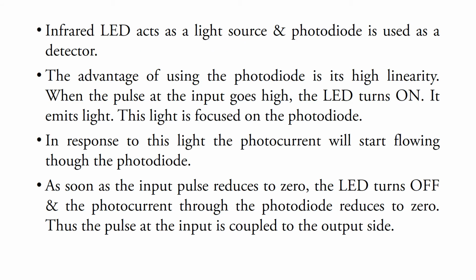An infrared LED acts as the light source, and a photodiode is used as the detector at the receiver side: source at the transmitter side, detector at the receiver side. The advantage of using the photodiode is its high linearity. When the pulse at the input goes high, the LED turns on and emits light. This light is focused on the photodiode. In response to the light, photocurrent starts flowing through the photodiode. As soon as the input pulse reduces to 0, the LED turns off and the photocurrent through the photodiode returns to 0. Thus the pulse at the input is coupled to the output side.